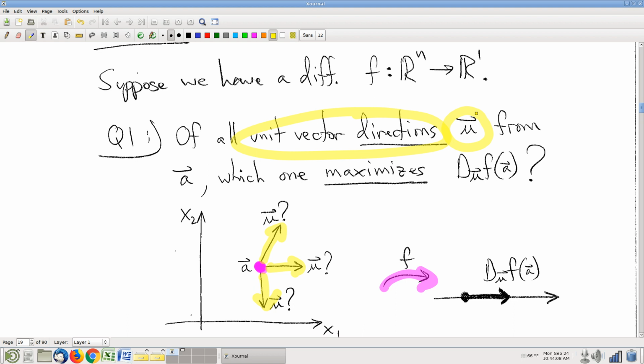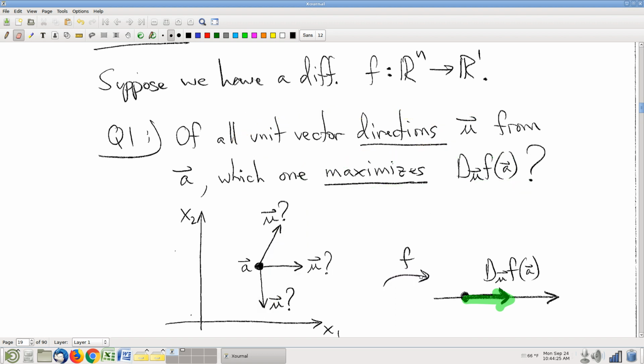But which direction is a non-trivial question, right? Okay, so to maximize this directional derivative, very relevant question. Okay. So how do we do that?